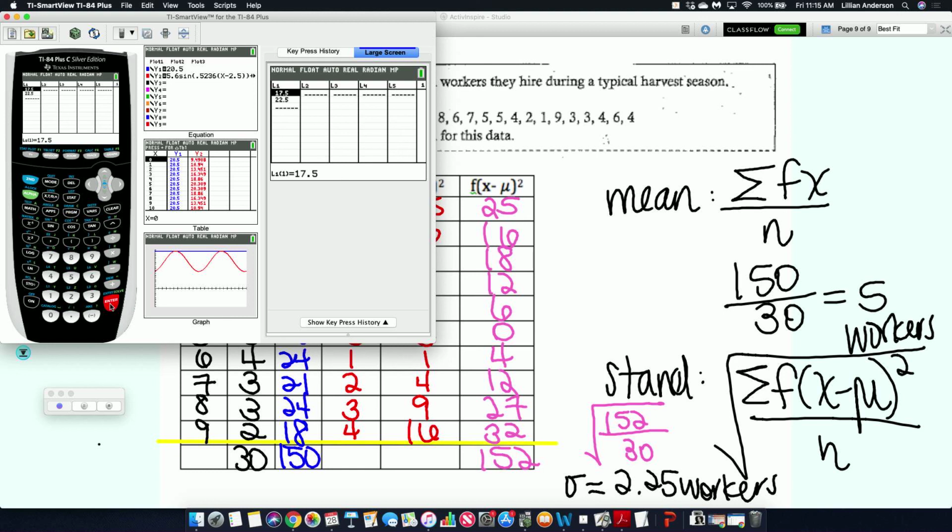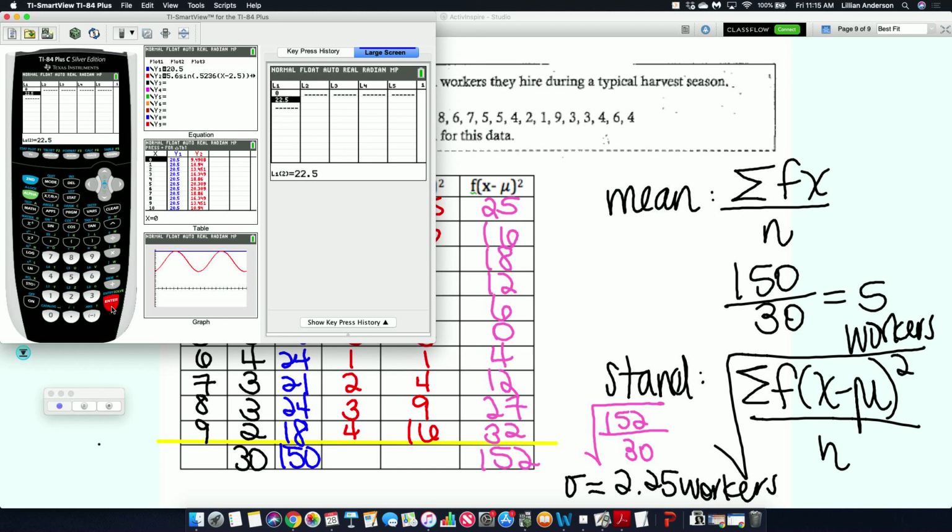Now, you can either type in your original raw data, all 30 pieces, into L1, or since we did create a frequency table to do it by hand, you could type in the condensed X values into L1 and then your frequencies into L2. Does it matter? It does when it comes to what we do after we type in our data, okay? So let's do it based off the frequency table.